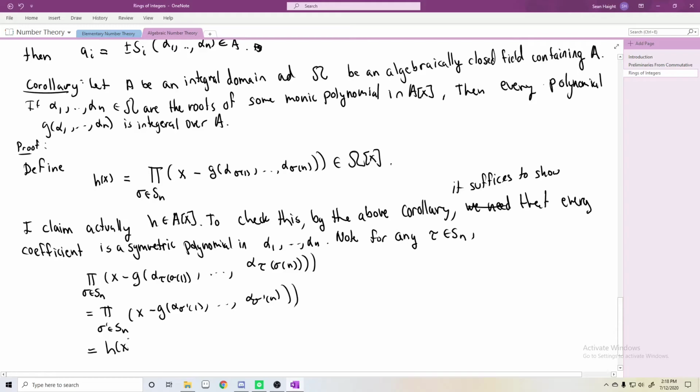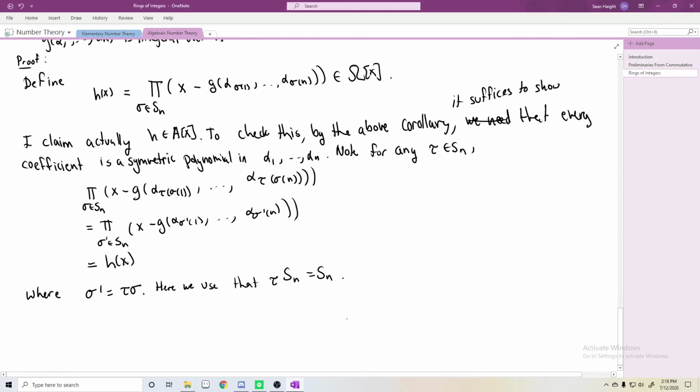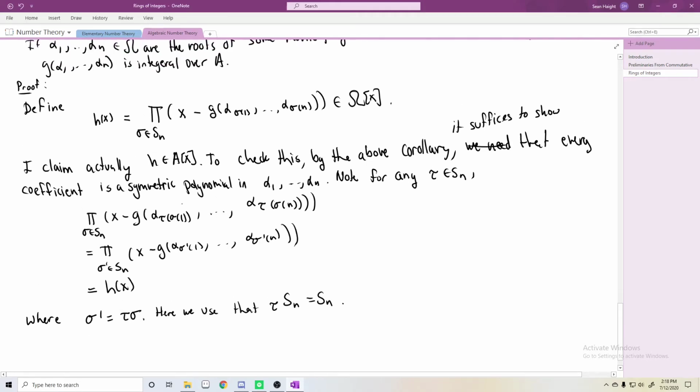Which is just h of x, where sigma prime equals tau sigma. And essentially lurking in the background is that here we use that left multiplication by tau on this symmetric group actually just gives me the whole symmetric group back. Left multiplication by tau actually defines a bijection on the symmetric group.